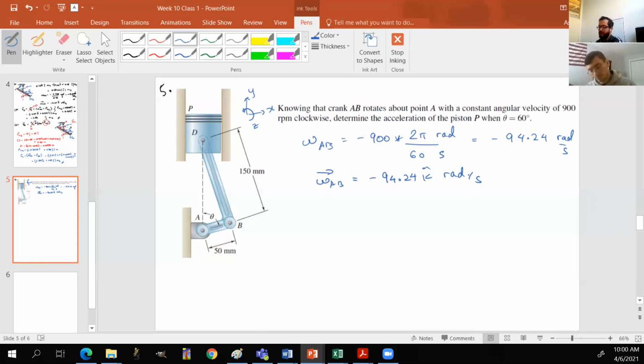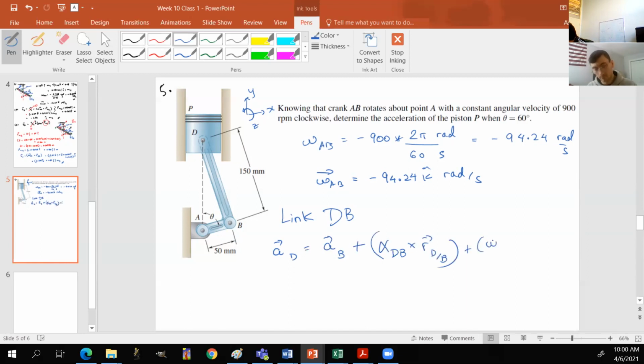So now let's look at accelerations, right? So when I'm looking at the link DB, right, I can say that the acceleration of point D is equal to the acceleration of point B plus alpha DB crossed with R of D relative to B plus omega DB crossed with omega DB crossed with R of D relative to B.